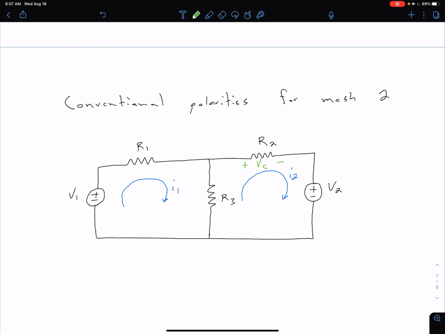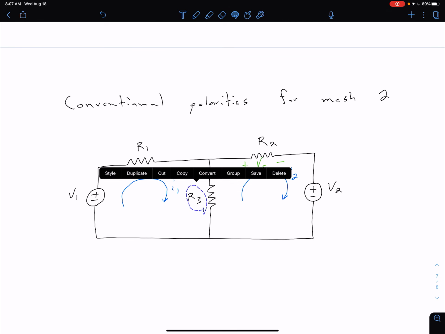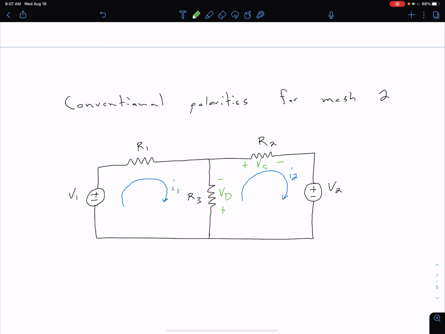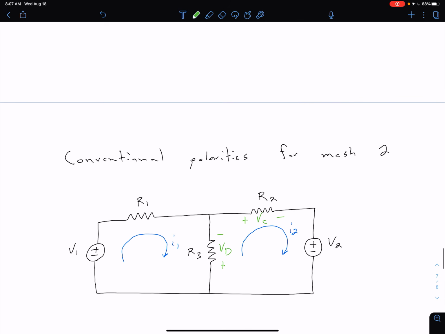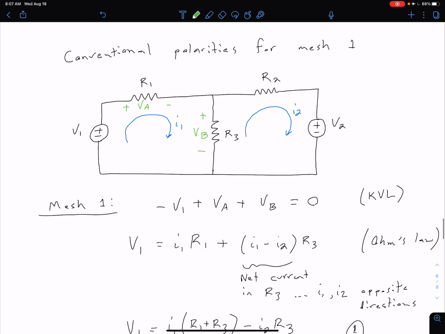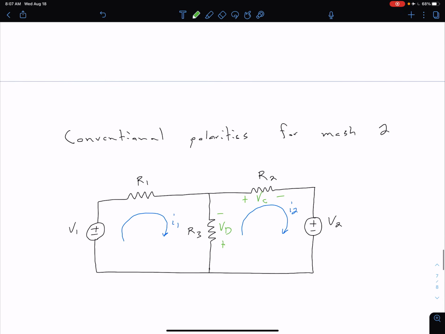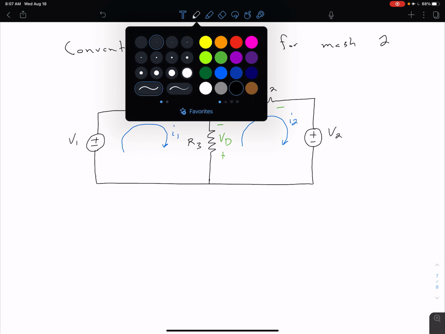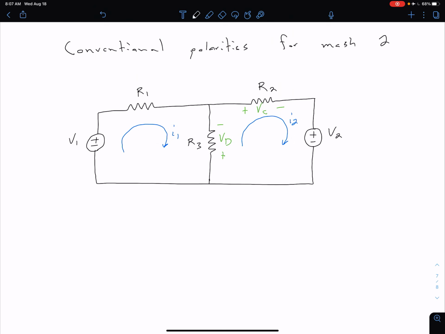And now we notice that we're going to have to define this polarity a little bit differently for our resistor R3, and I'm going to move that to the other side. We're going to have a plus on the bottom and a minus on the top, and let's call that V sub D. And so again, we've defined this such that our I2 is going through a drop and a drop, but we notice that our VD has opposite polarity of the VB that we defined up here. We're going to come back and talk about that in detail in the next video, but for now, let's just take that at face value.